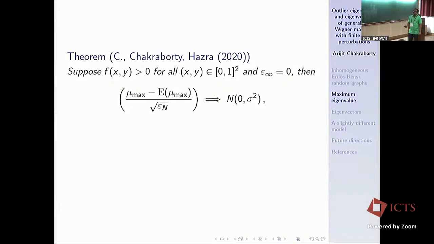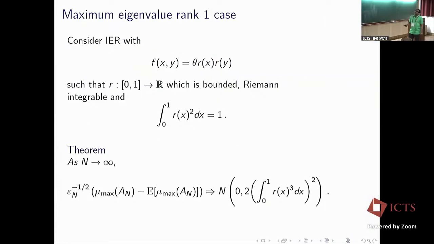Now, a special case: if fxy is strictly positive, then the description of sigma square is slightly easier, because all these terms are strictly positive everywhere. Now, in the rank 1 case, where fxy has this form theta rx ry, the same thing holds: mu max, centered by expectation and scaled by square root of epsilon, has a normal limit with mean 0 and this as variance.